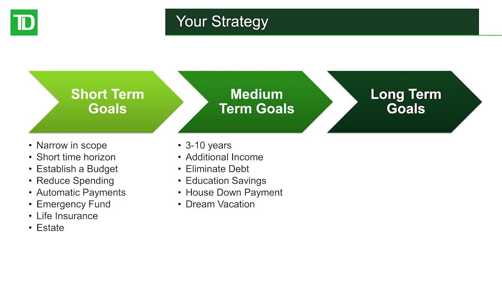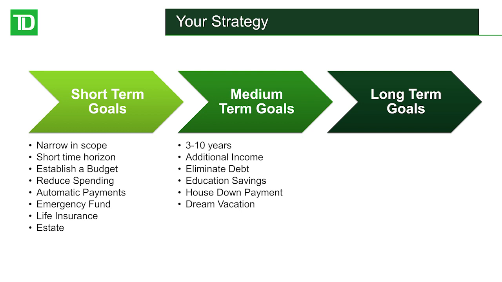So, for example, if you wanted to eliminate debt completely, that may take longer depending on the individual, or even saving for education, whether for your kids, maybe even grandkids. That could be a longer type of goal that you would want to set. Or even a house down payment, dream vacation, it really depends on the individual and how long it takes for them to achieve that goal. And then last thing is long-term goals.